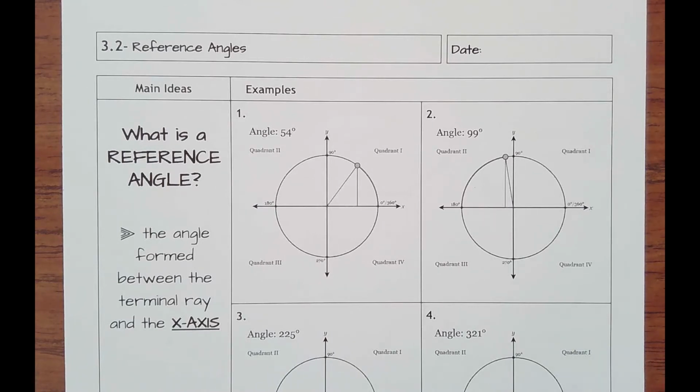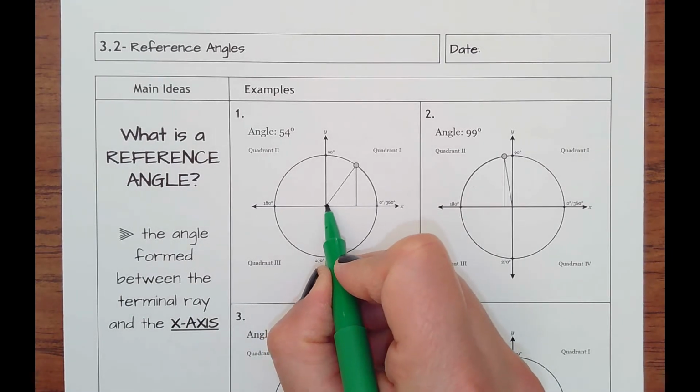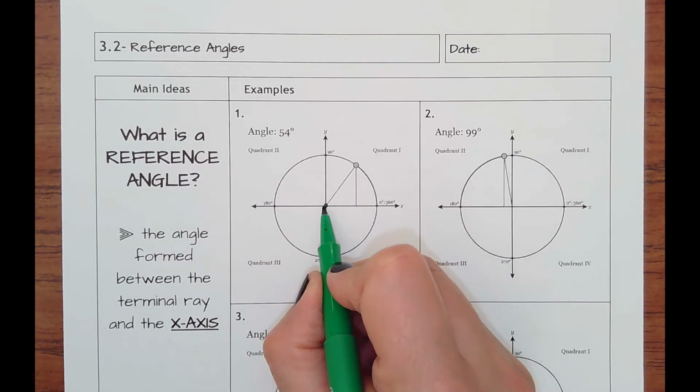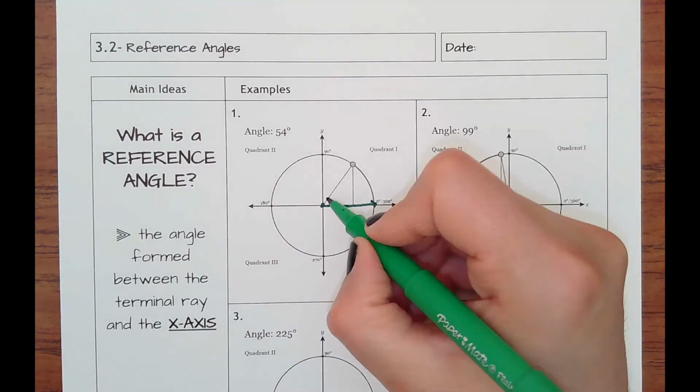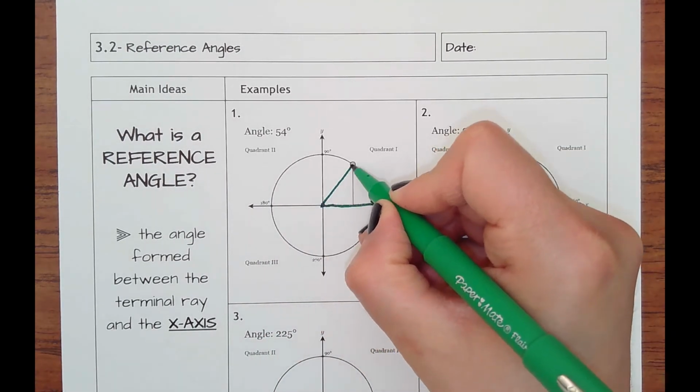3.2 reference angles. A reference angle is the angle formed between the terminal ray and the x-axis. And we talked about how every angle is in what's called standard position. Its vertex is here at the origin. It's got the starting ray, goes this way. And then in this problem, this would be my terminal ray.